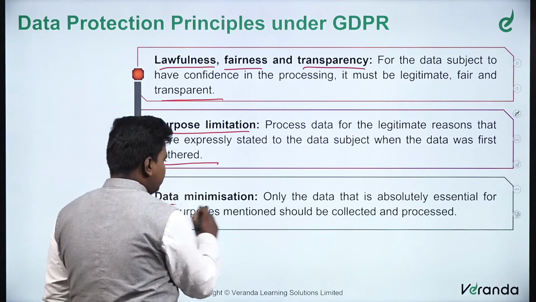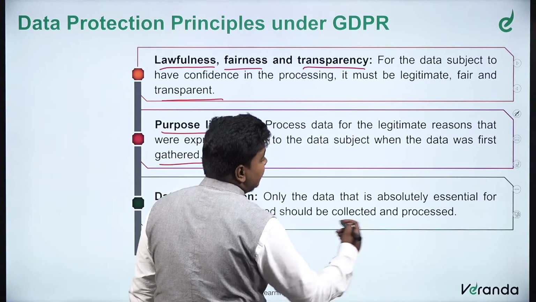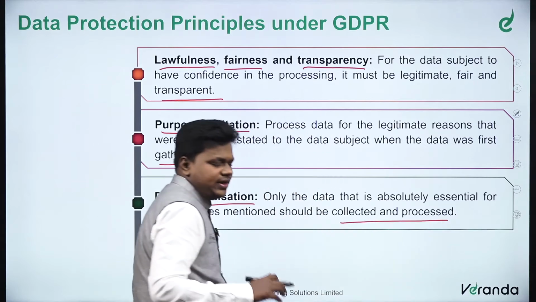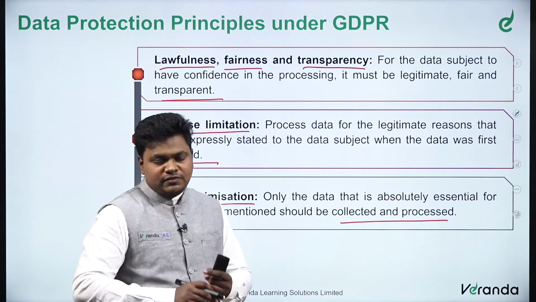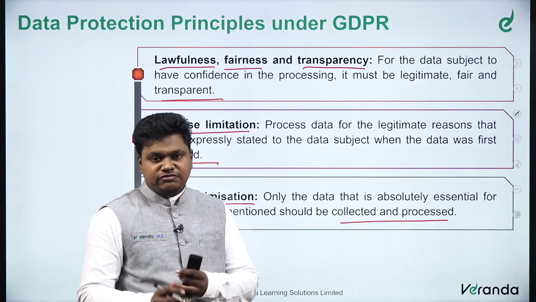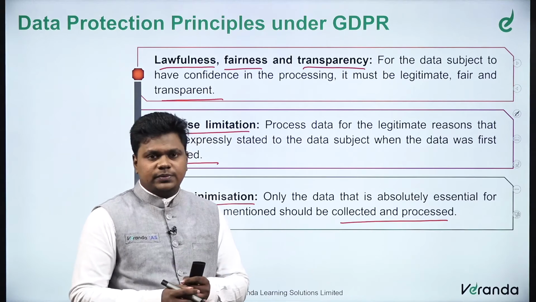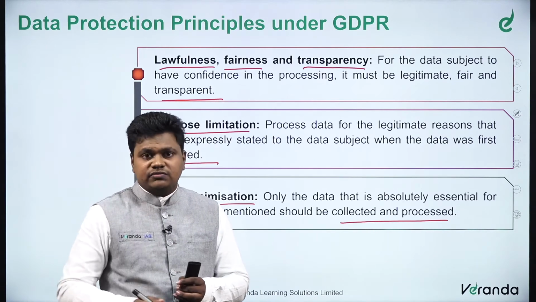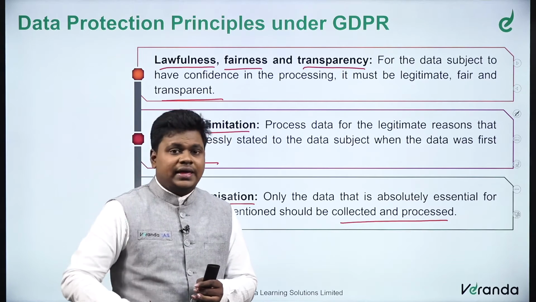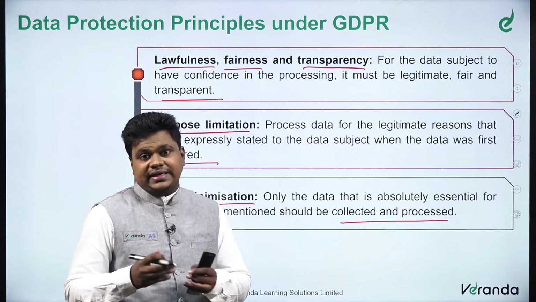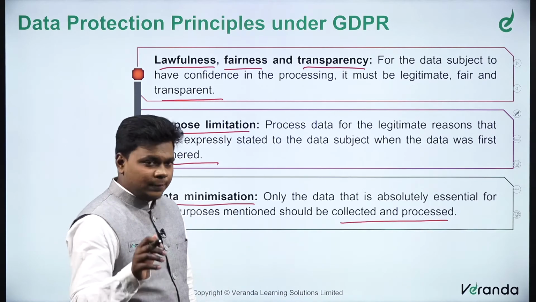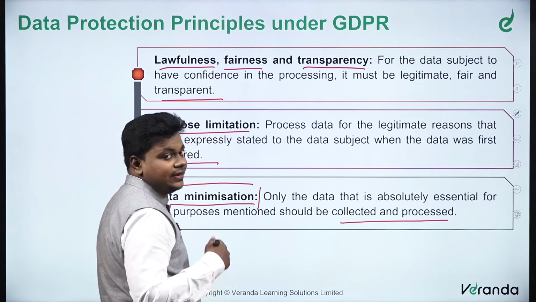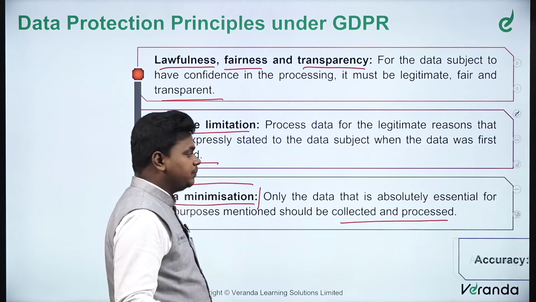Further, data minimization. Only the data that is absolutely essential for the purposes mentioned should be collected and processed. For example, if according to a privacy policy a company or firm requests only the location of people, it should obtain only the location. It should not take into consideration any other information such as mobile numbers, gender, or age. That is why data minimization is one of the principles.